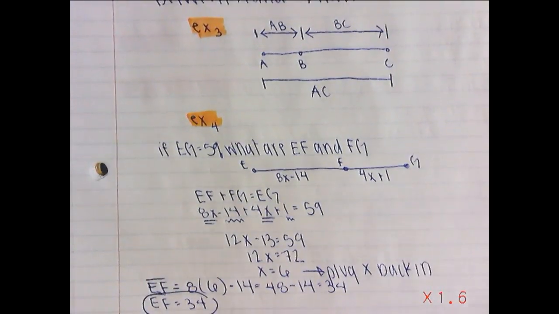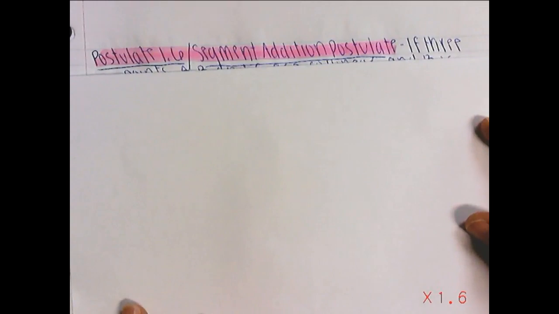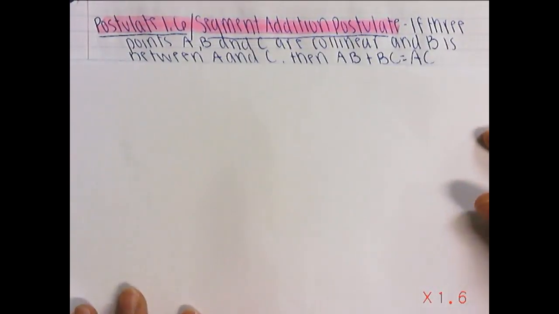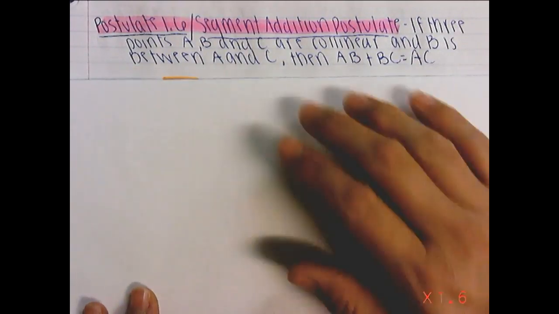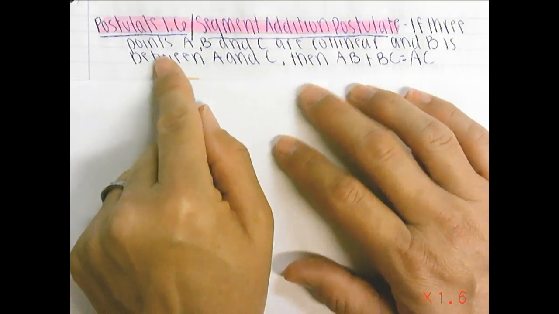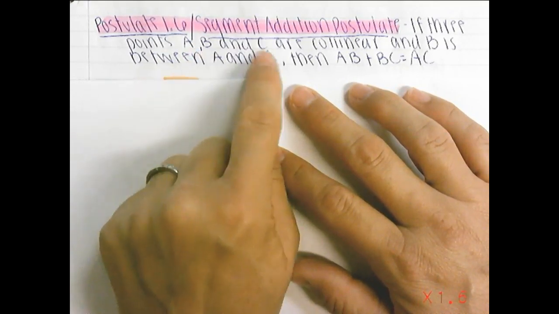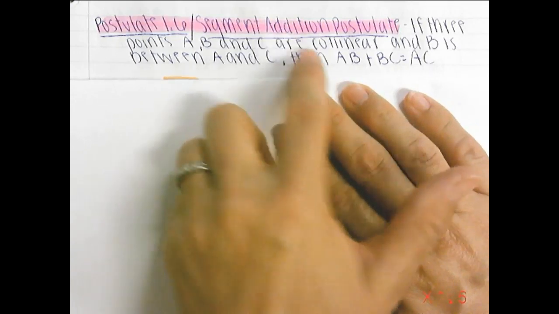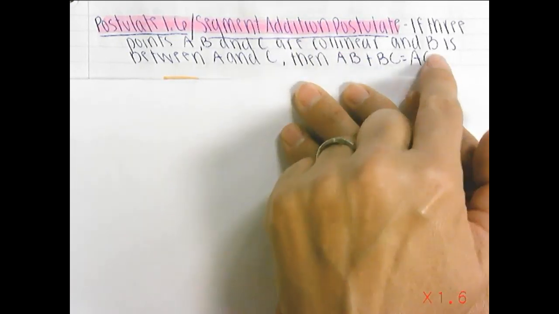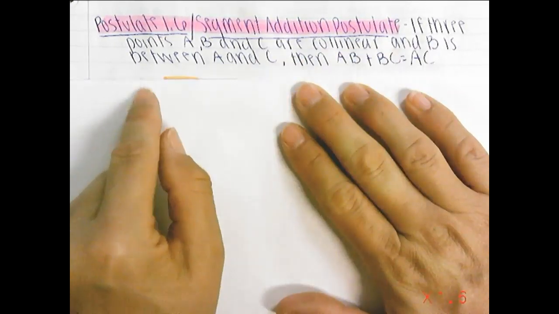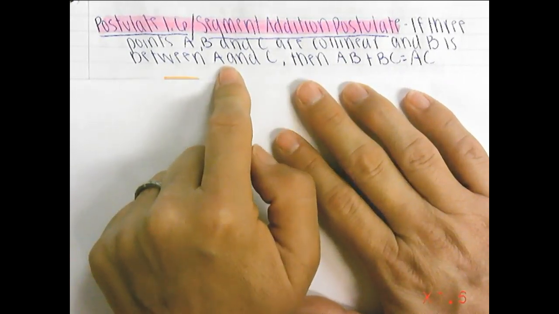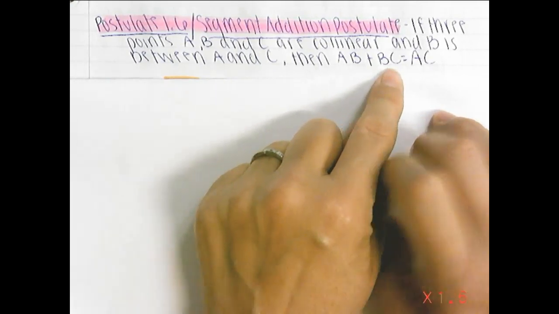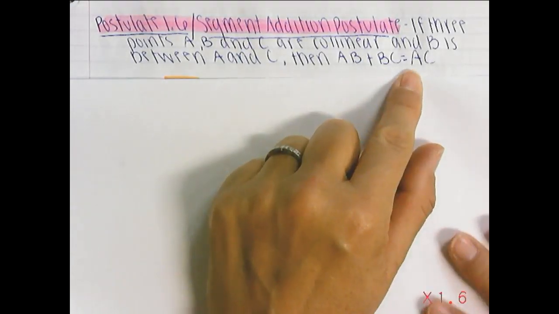To take this a step further, we're going to talk about the segment addition postulate. So now that we can find the lengths of segments, now we want to see how we can add them. So if there's 3 points, A, B, and C, and they're collinear, remember from last section, they lie on the same line, and B is somewhere between them, then we can say that AB plus BC equals AC.